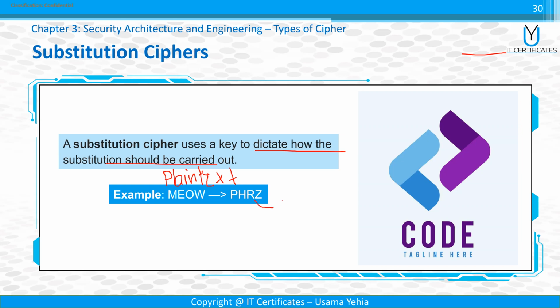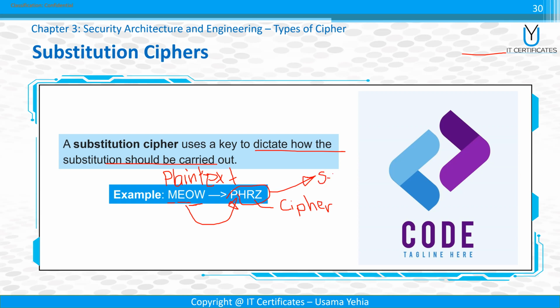And this is the cipher. Can you figure out what the key is? Now, if I tell you this is a substitution cipher, what do you mean by substitution? I think it's very clear. I have 4 characters, MEOW, and I change these 4 characters into a different 4 characters, and I will send these 4 characters to the receiver.